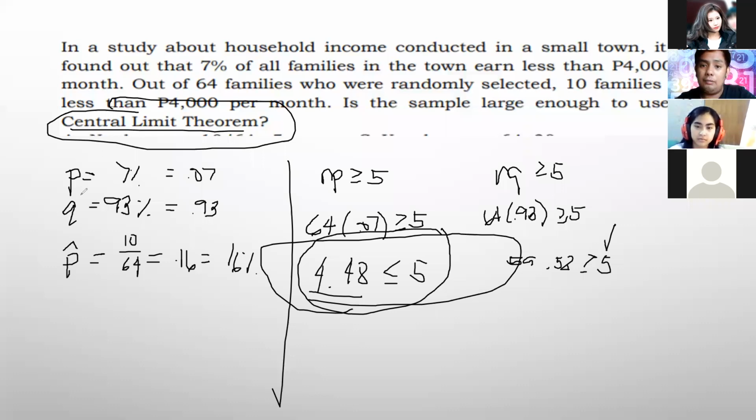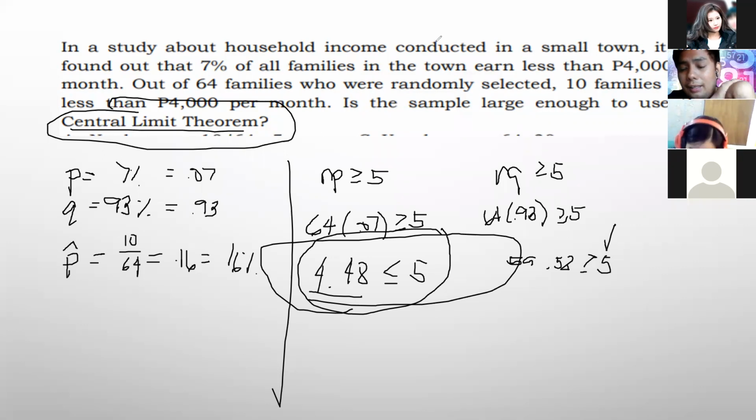So, yun lang ang kailangan nyo malaman for today. Kailangan nyo malaman paano hinahanap ang P, ang Q. P is the population proportion. Q is our failure rate. P hat is our sample proportion. At kailangan nyo malaman din whether the sample is large enough for the central limit theorem. Any questions so far? Okay po. So, wala na. So, that concludes our topic for today.